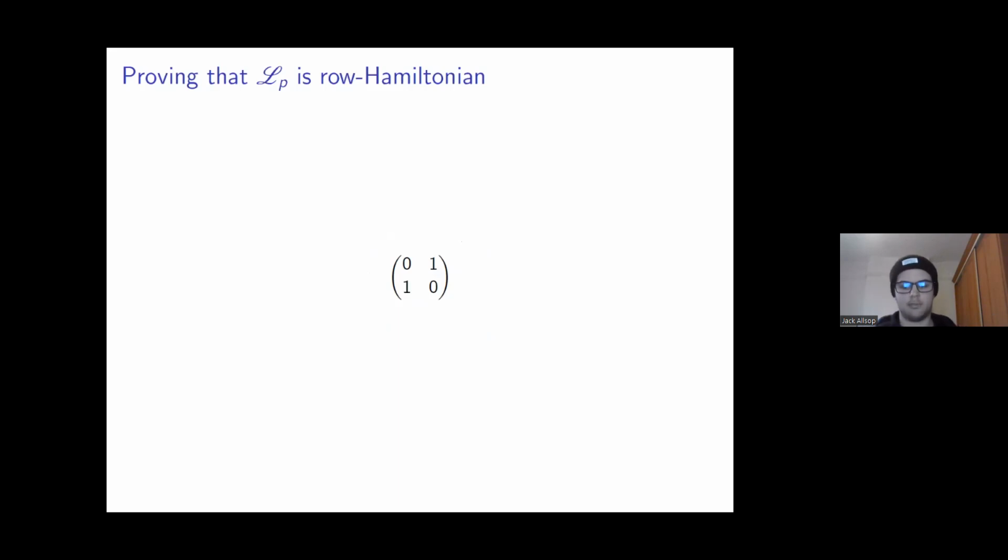And so by Beck's theorem, we know that the row permutation of L_p is a p-cycle, and so by that previous lemma, we know that L_p is Row-Hamiltonian. And the 1 mod 8 case, we use very similar ideas.